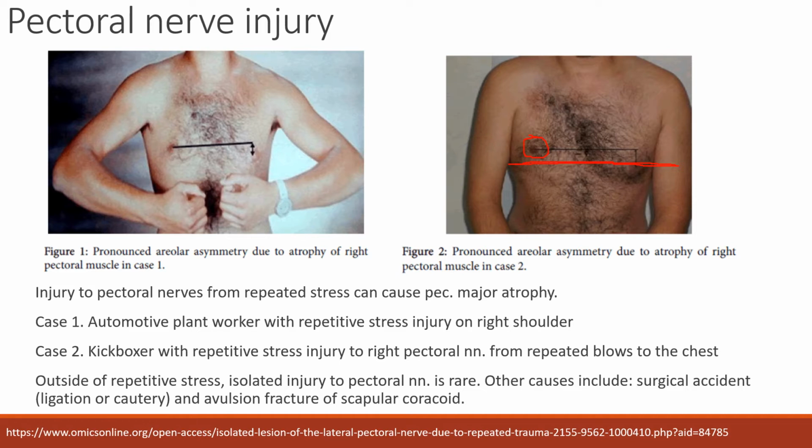All right, the other type of repetitive stress here is actually just getting punched in the shoulder a lot. Okay, so like I said, not super common from a single injury to the shoulder, but if you are using the arm a lot, or if you are getting hit in the arm a lot, you can eventually end up with pectoral nerve palsy and atrophy.